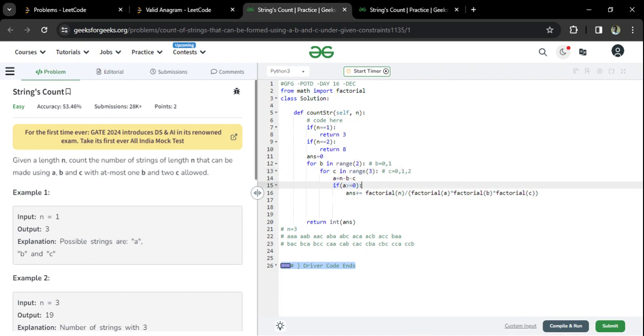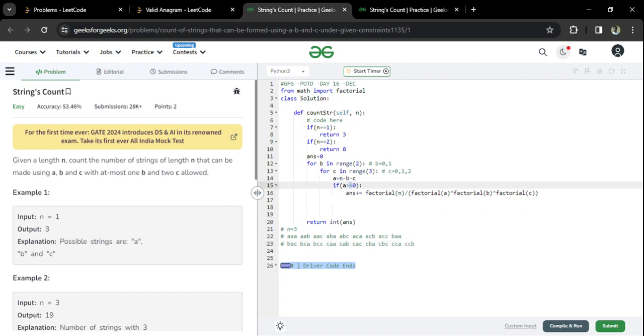Why are we taking the 0th case? Try to understand. Suppose n equal to 3, then we can have two c's and we can have a b. I'm talking about this case, for n equal to 3. In this case, there are no a's. That's why I'm including the equal to 0 condition also.